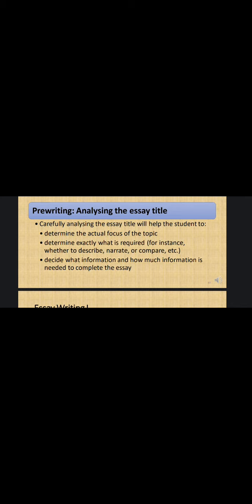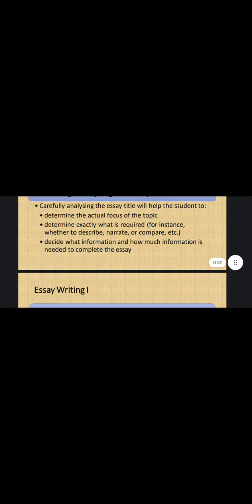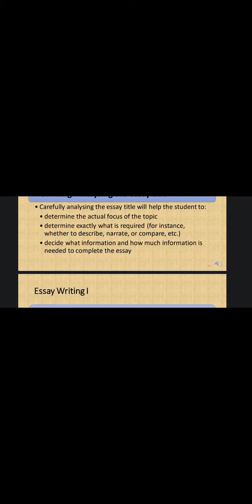Are you going to analyze it? Are you going to examine? Are you going to compare and contrast? Is it going to be an argumentative essay? You get it. It will help you know the focus, what you are to write about, and then it also helps you to determine exactly what is required. For instance, whether you are to describe, narrate, or compare. If you are going to narrate, you know how you go about it. If you are going to compare, you know how you go about it.